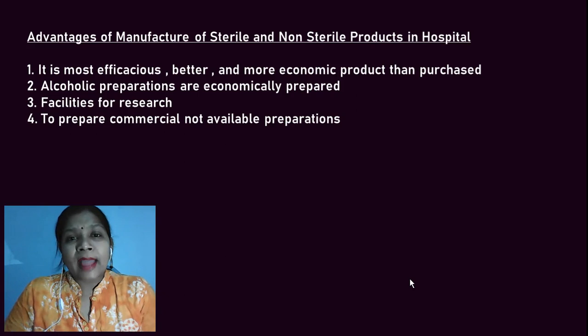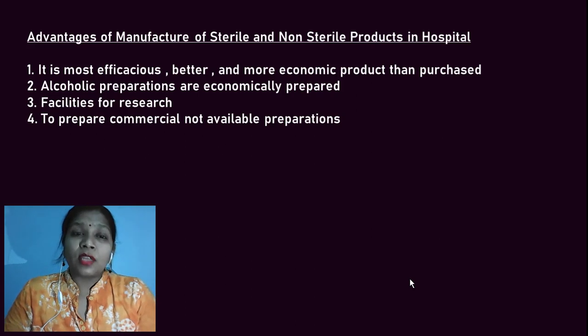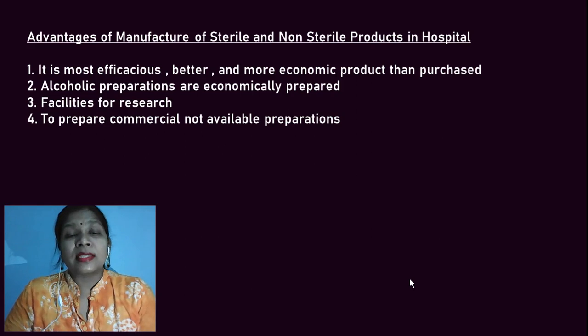Now, coming to the advantages, that means if we produce the sterile and non-sterile products in the hospital, then what advantages will we have? The first advantage, as I already told you, is that an efficacious, better and more economic product can be made. Like if you are spending 100 rupees for purchasing it from outside and you get it for 50 rupees, or you can say 70 rupees, in the hospital, if you manufacture in the hospital, then that can be an economical benefit also, and by this you can assure the quality of the products.